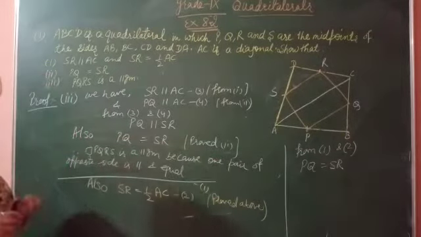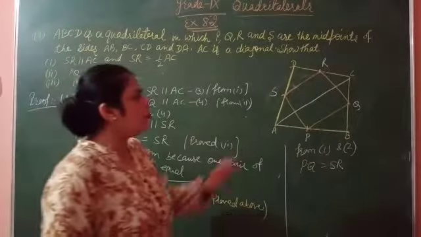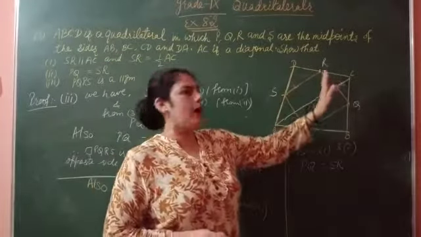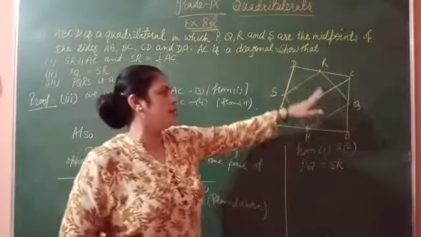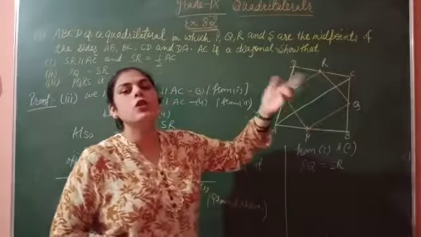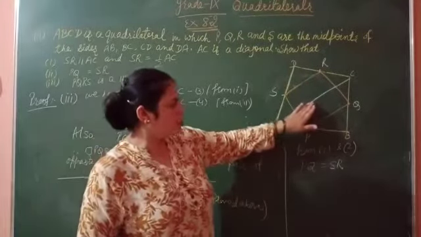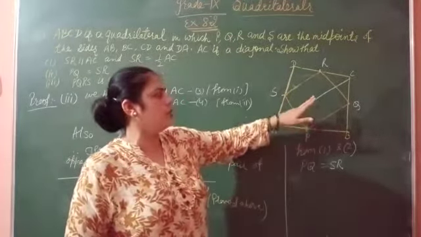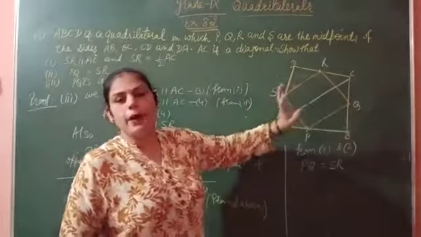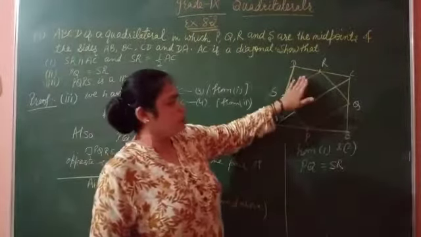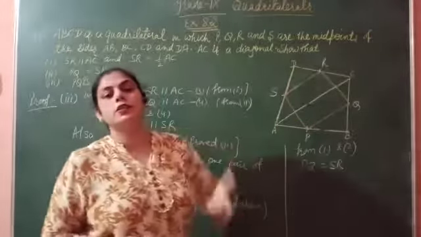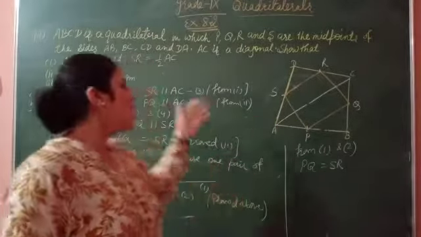Clear? Here we just use the midpoint theorem because these are the midpoints. Joining the midpoints, that line is parallel to the third side and is equal to half of it. So this is equal to this and parallel to this, each equal to half of it and parallel to it. So both are equal to each other and also parallel to each other. So this is a parallelogram.